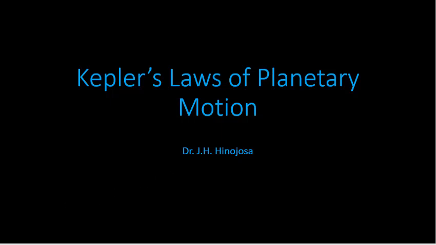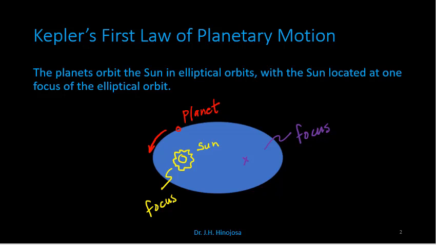Kepler's first law of planetary motion states that the planets orbit the Sun in elliptical orbits, with the Sun located at one focus of the elliptical orbit. We can see here the Sun located at this point, which represents the focus of the ellipse. This X represents the other focus, and we can see that there is empty space where the other focus is located. This elliptical orbit is that of this particular planet, and the direction of motion is given by the arrow.